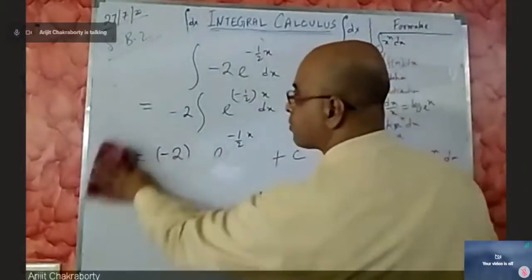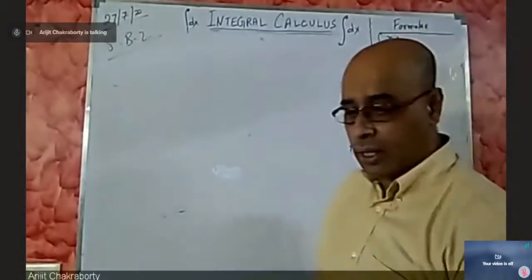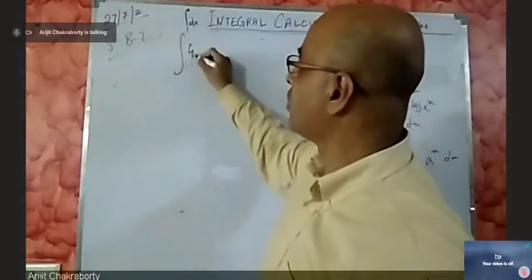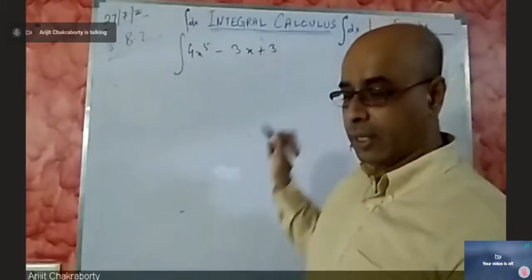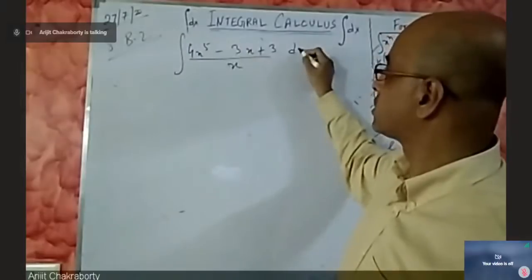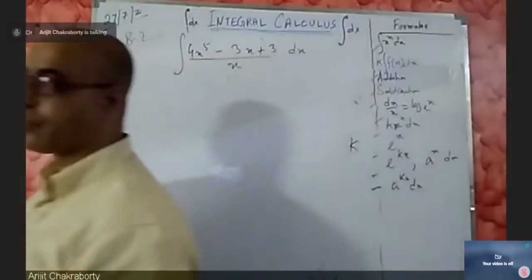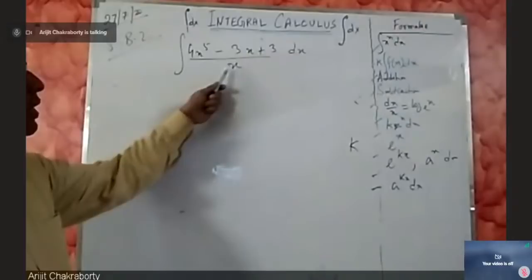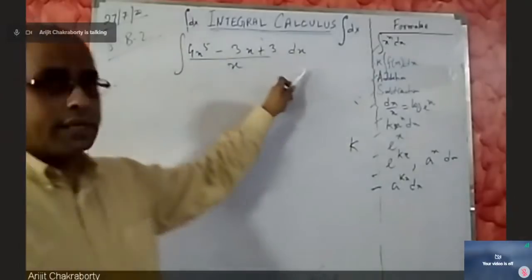I am taking up the next problem, and let us solve this as well. The integral of 4x to the power 5 minus 3x plus 3, divided by x, dx. Okay, so please have a look at the problem. 4 into x to the power 5 minus 3x plus 3 divided by x dx.